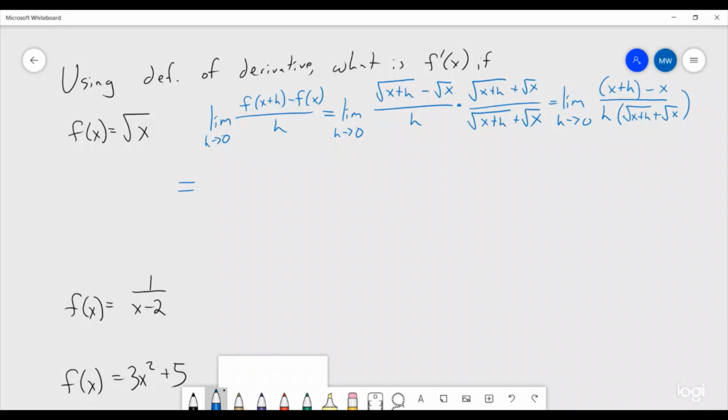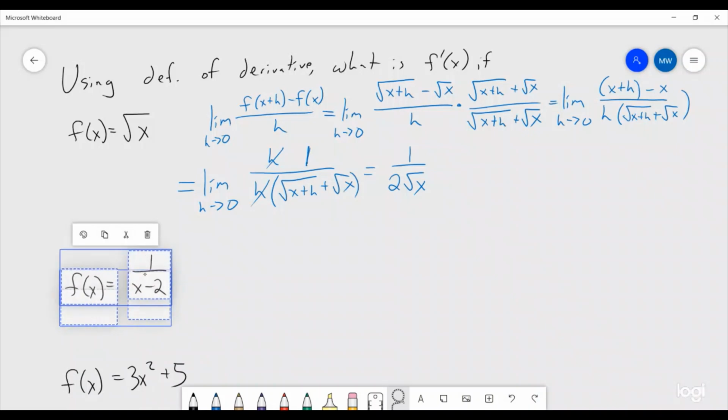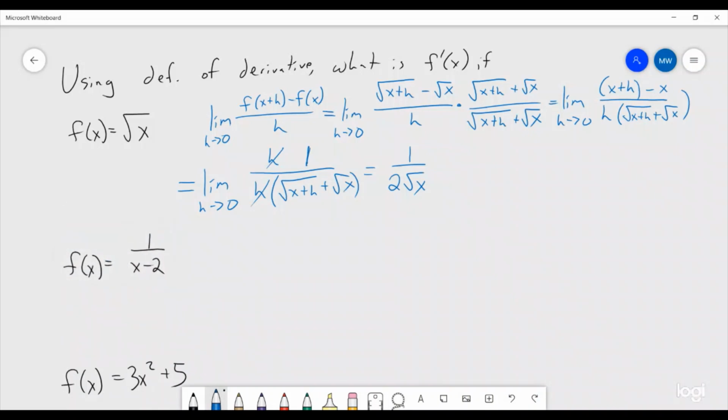So that's going to be equal to the limit as h goes to 0 of x plus h minus x, so that gives us just an h over h, square root of x plus h plus square root of x. The h's cancel, we're left with just a 1 on the top. And so when we plug in h equals 0, we get 1 over 2 square root of x, which you can then check using your derivative rules that you know and love. I hope you love them. They are your friends, because we don't want to have to do this every time.